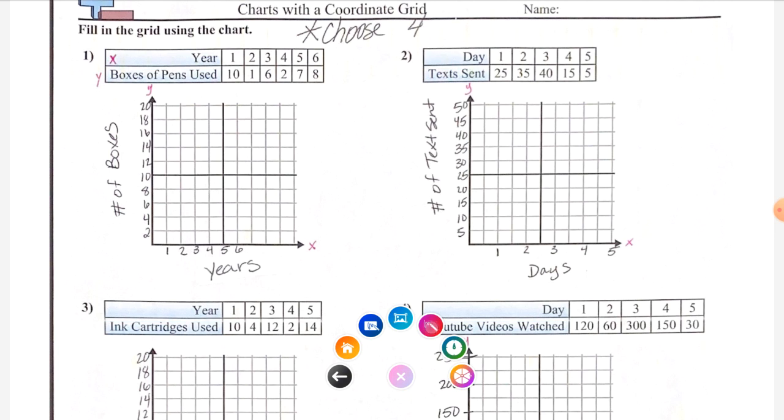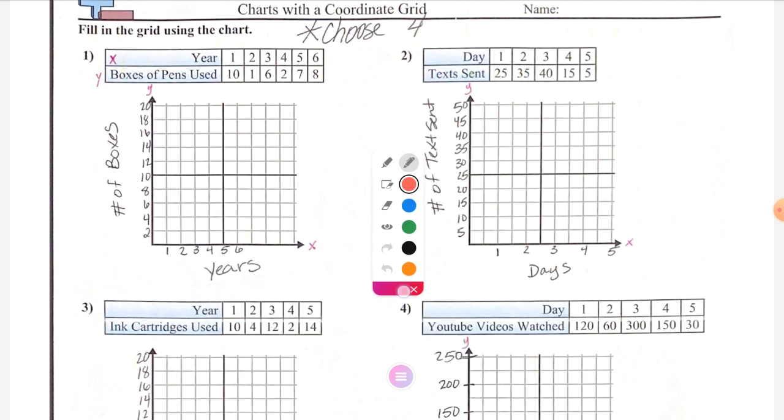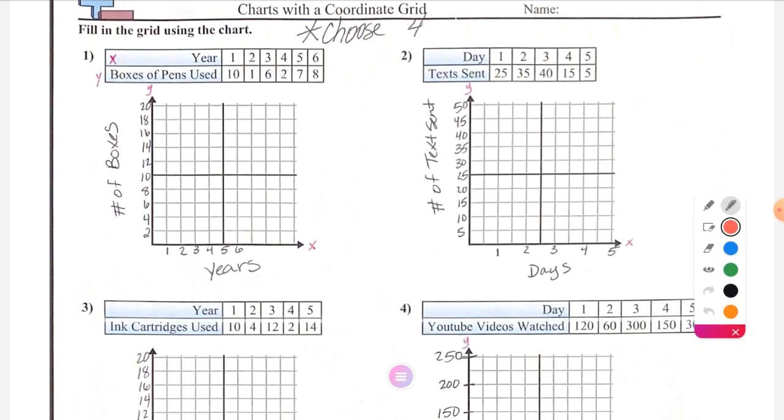Okay, number 1, who can help me here? What are the ordered pairs from the table? Wyatt, can you give me the ordered pairs you came up with from the table? 1 and 10. So 1, 10. Good job. Keep going. 2, 1. 3, 6. 4, 2. 5, 7. 6, 8. Okay, who can help me graph those?